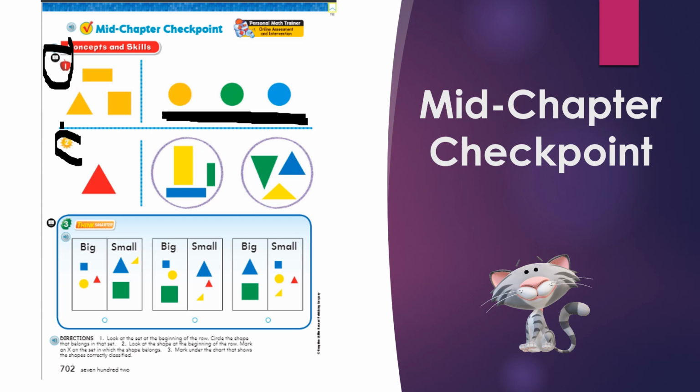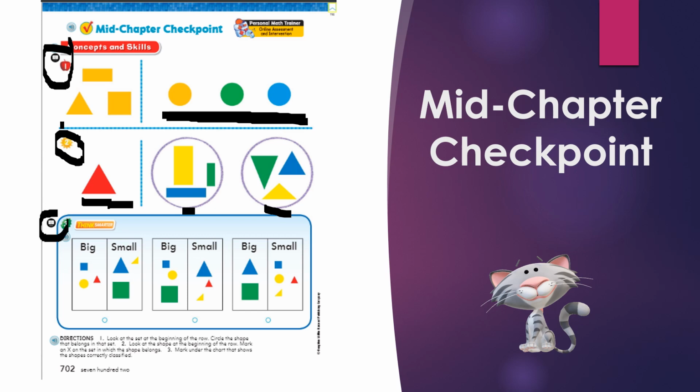All right, number 2 right here. For number 2, look at the shape at the beginning of the row. Okay, we have a red triangle. Now what you're going to do is mark an X on the group that it belongs to. Okay, if we were to classify this triangle right here, which group would we classify it in? This one or this group? Mark an X on the group that we would classify this shape in.